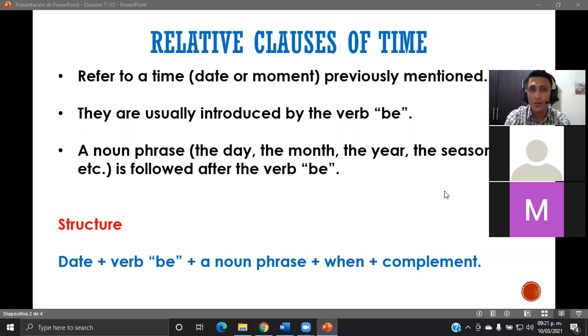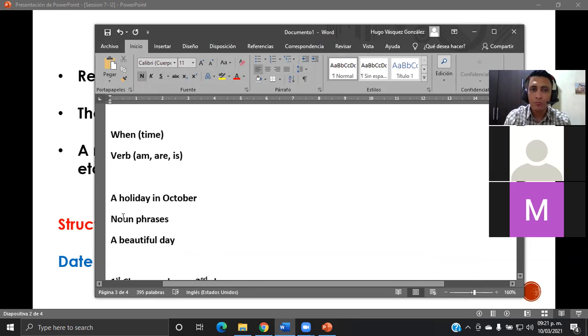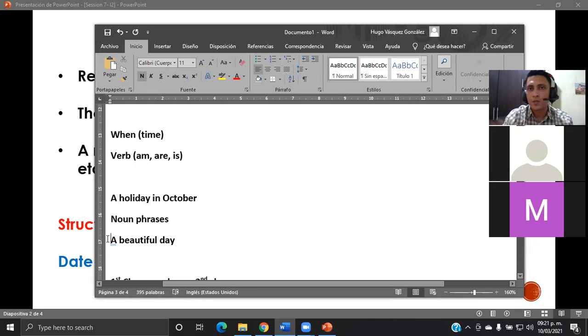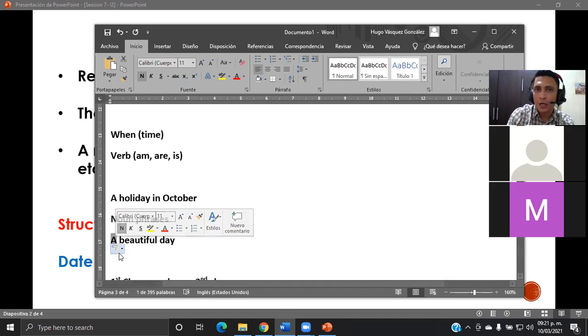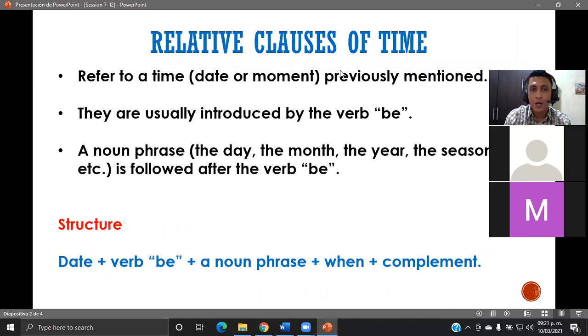Another one is that we use a noun phrase. What is a noun phrase? Like I said before, a noun phrase is a compound noun. We can have different examples, like a holiday in October, a beautiful day. It's a compound, but we can have different parts of speech. For example, a, which is the article, beautiful, which is an adjective, day, which is a noun. Beautiful day, that is a noun phrase. So a noun phrase, the day, the month, the year, the reason, etc., is used after the verb be.